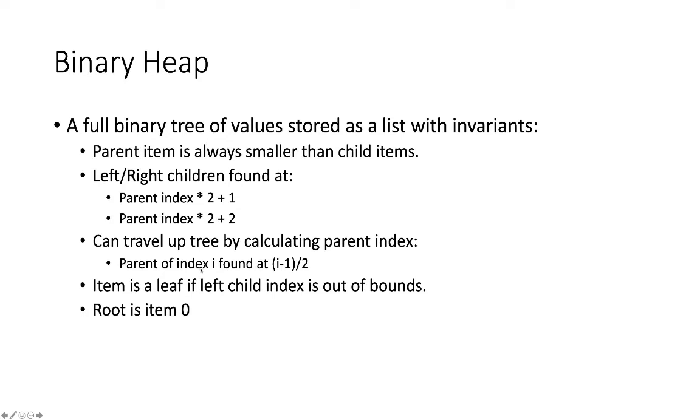We can travel up the tree by calculating the parent index, right? So if we happen to be at a node and we want to go up the tree, then we can calculate the parent index very easily. The parent index of index I is simply (I minus 1) divided by 2, right? We know that an item is a leaf if the left child index that should be associated with that item is out of bounds. And we know where the root is because the root is always item 0.